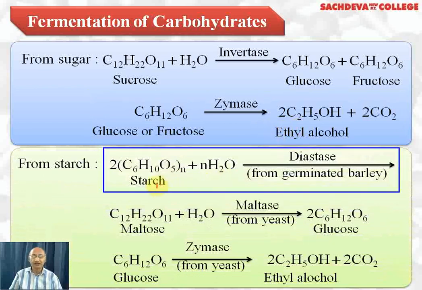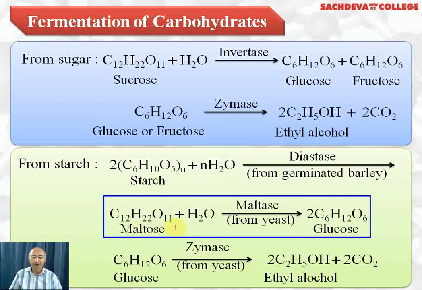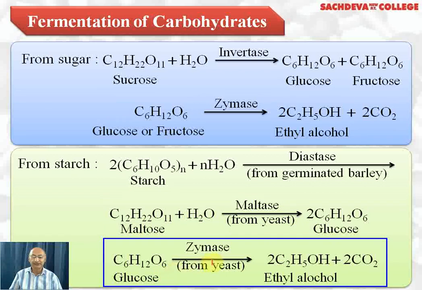Now from starch also we can prepare alcohol. Starch is a polymer of glucose. On hydrolysis in the presence of diastase, it gives maltose. Maltose has the same formula as sucrose, but it is made up of 2 moles of glucose. So on hydrolysis, in the presence of maltase, it gives 2 moles of glucose. Glucose on further fermentation with the help of zymase, which is obtained from yeast, gives ethyl alcohol and carbon dioxide.